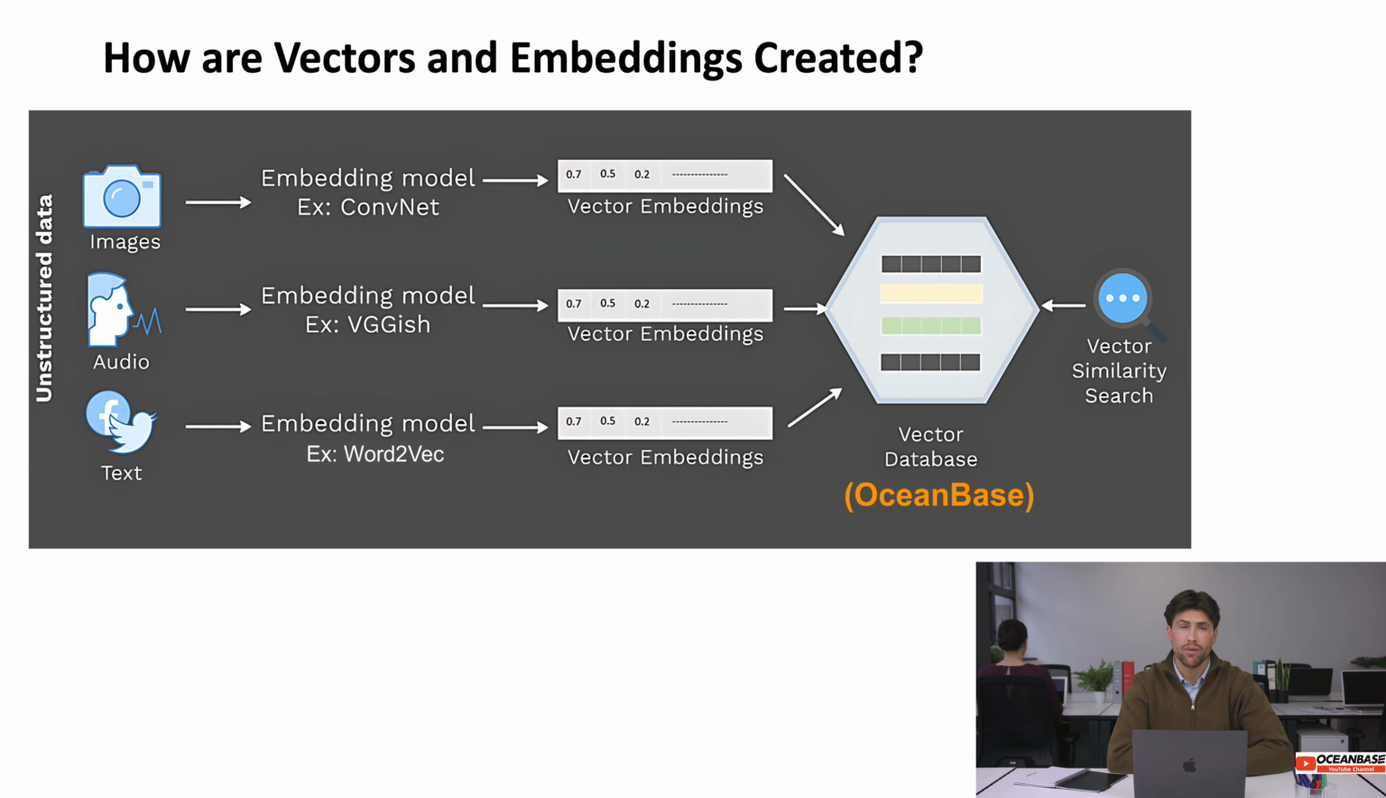For images or other data types, the process is similar. A neural network might be trained to recognize key features in the data, and then it creates an embedding that captures the important aspects of that data. These embeddings are then stored in vector databases like OceanBase for fast retrieval and comparison.